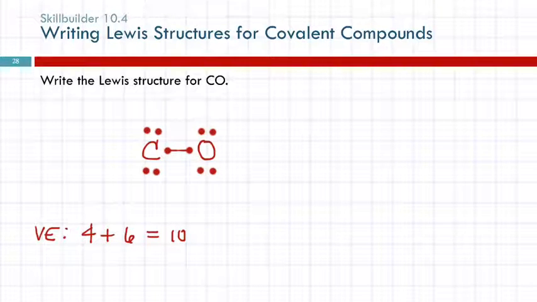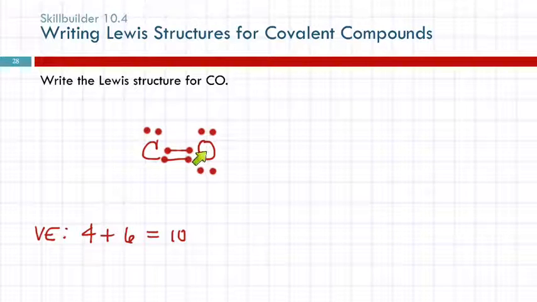Do carbon and oxygen each have an octet? No, they don't. So what we need to do is they need to share more. So what we're going to do is we're going to take one of these lone pairs and move it, and it's going to become a bonding pair. So I'm going to erase that, and I'm going to put it in here, and that's going to make another bond. So now I have a double bond.